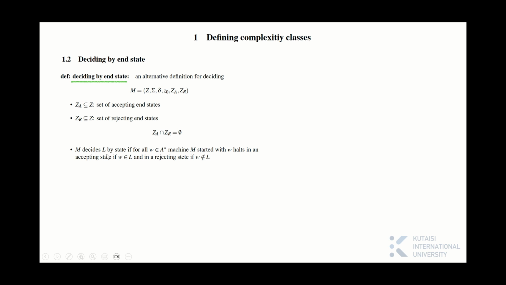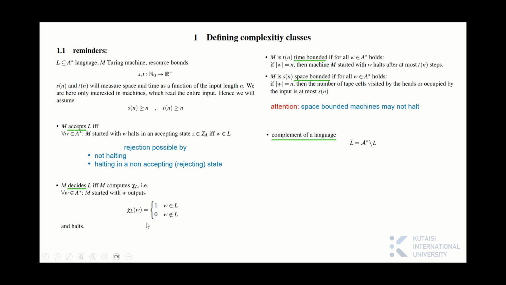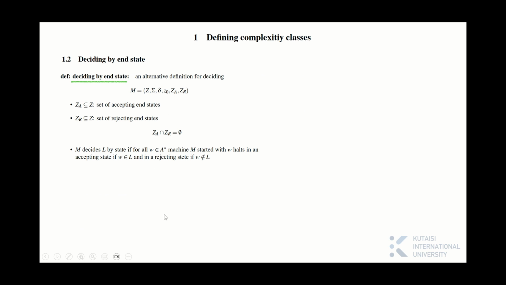And we will say that M decides L by state. We will show that these two things are equivalent, this is an exercise, but for now let's use a different terminology. M decides L by state if for all W, machine M started with W halts in an accepting state if W is in L, and in a rejecting state if W is not in L. So your answer yes and no, which was 1 and 0 before, now is just going to an accepting state or a rejecting state. If your language is decidable, a machine will exist that goes to an accepting state or a rejecting state. Now you can see that there are three possibilities for your machine: it goes to an accepting state, it goes to a rejecting state, or it loops.